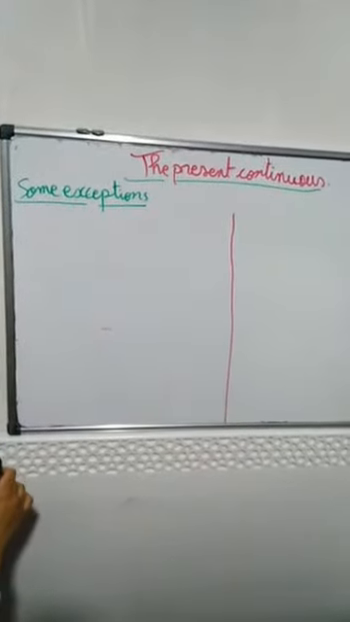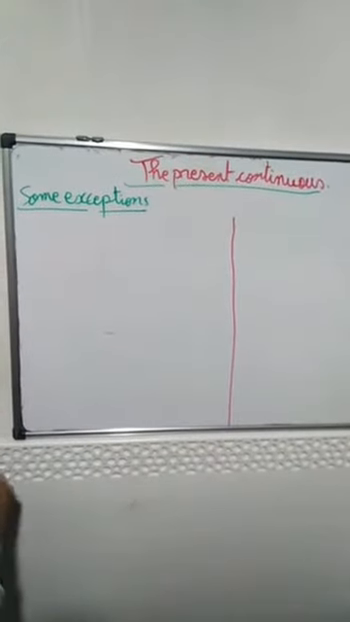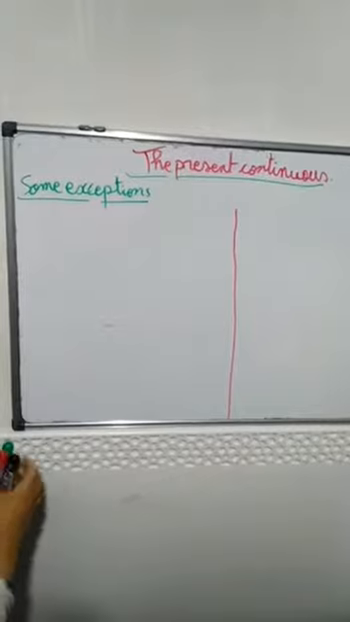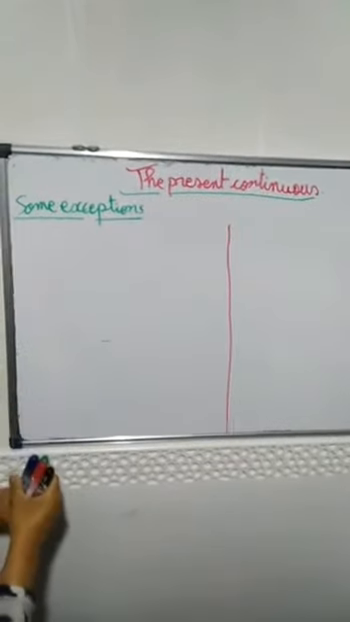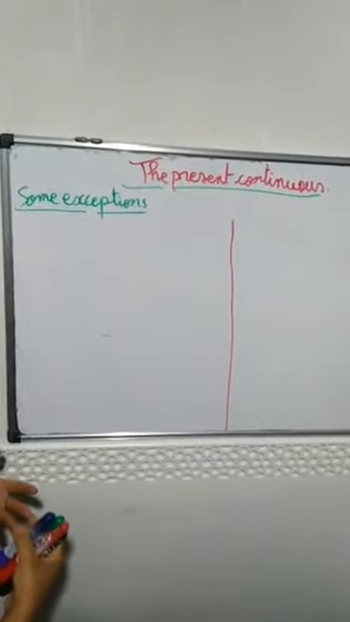So, we have the same lesson about the present continuous, okay? Let's move to part number 2. Before that, we talked about part number 1, where we give the rule how to conjugate verbs in present continuous. Today, we try to talk about some exceptions.